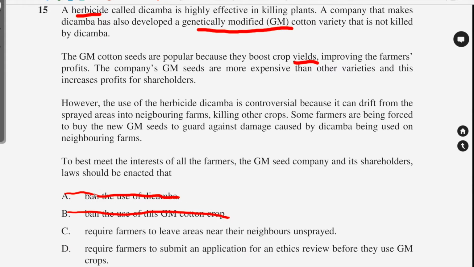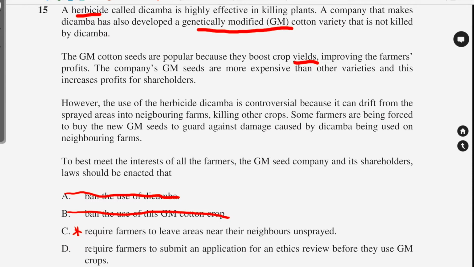And let's have a look here at C. Require farmers to leave areas near their neighbours unsprayed. That's a possibility. It's logistically inconvenient, but it's something there.